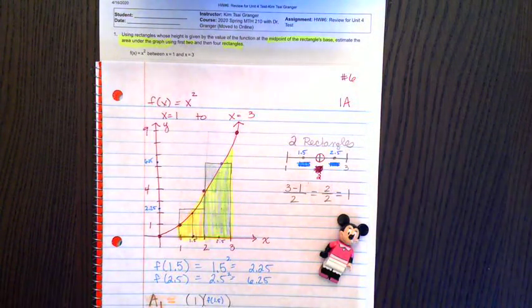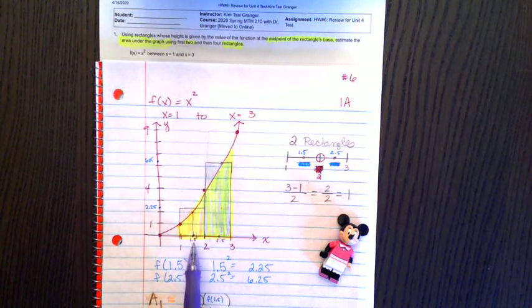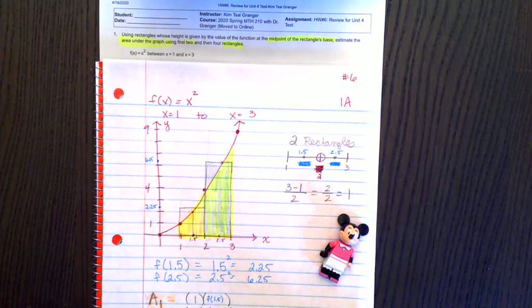So all I've done to find the height of each rectangle is find the midpoint between the 2 edges of the base. So I knew the base was a unit. Halfway across would be half a unit. And f of this value of x that's halfway between 2 and 3, which is 2.5.